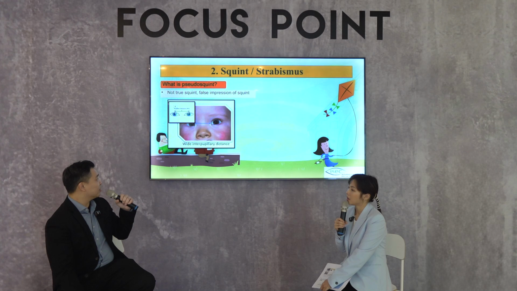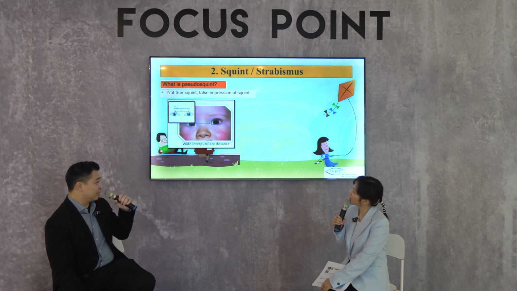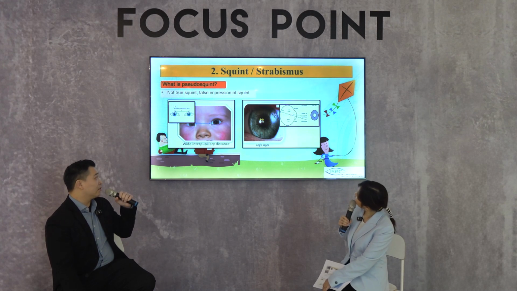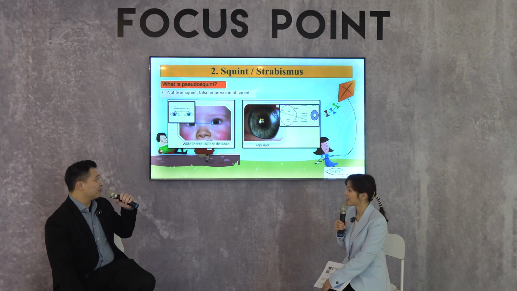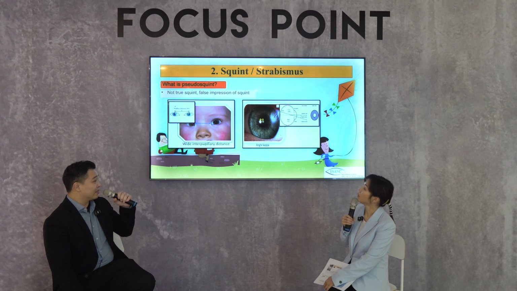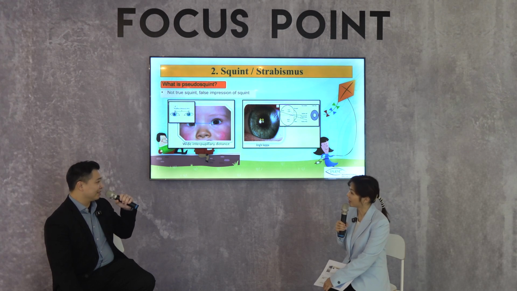Sometimes the child may have a wide interpupillary distance, but the eye is straight, so it may look like the eye is turning inwards. Sometimes they have a large angle of kappa. Angle of kappa is formed between the pupillary axis and the visual axis, the fixation point. So this will create a false impression of squint. But otherwise, this condition doesn't require any treatment because it's actually normal. We might just need to monitor their visual development.